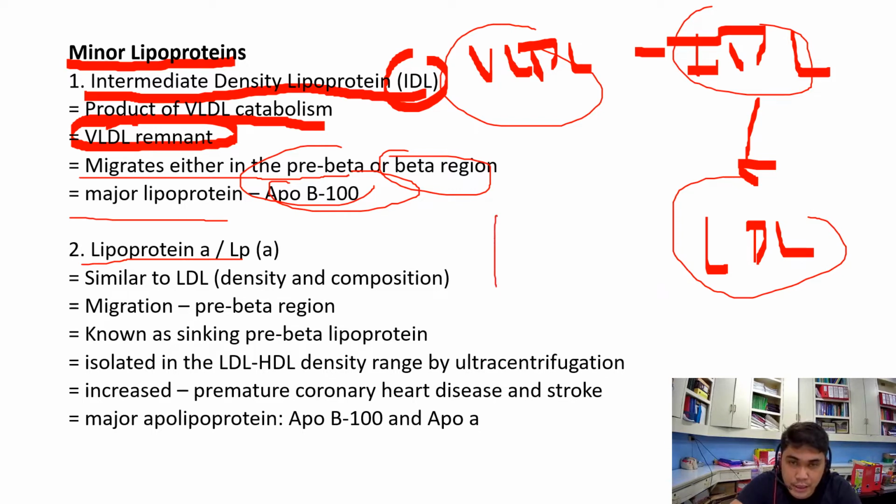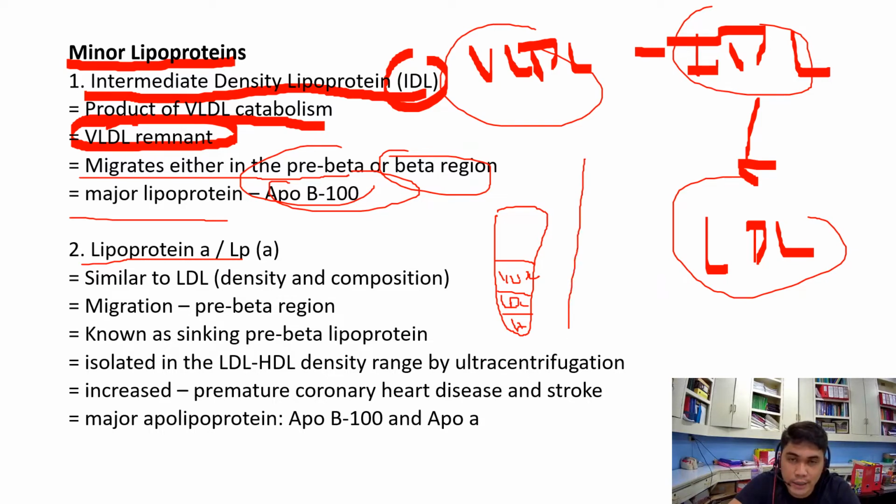In ultracentrifugation, if this is the test tube, the first layer will be your HDL, the second will be your LDL, and third you have your VLDL. Okay, no chylomicrons because chylomicrons are absent in a fasting specimen.